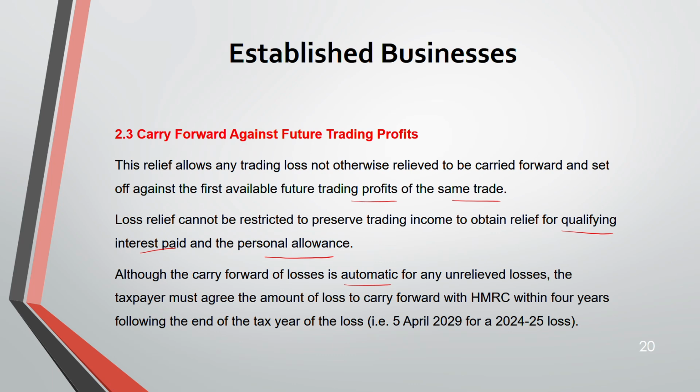And the taxpayer must agree the amount of loss to carry forward with HMRC within 4 years following the end of the tax year of the loss. So 5 April 2029 for a 24-25 loss.